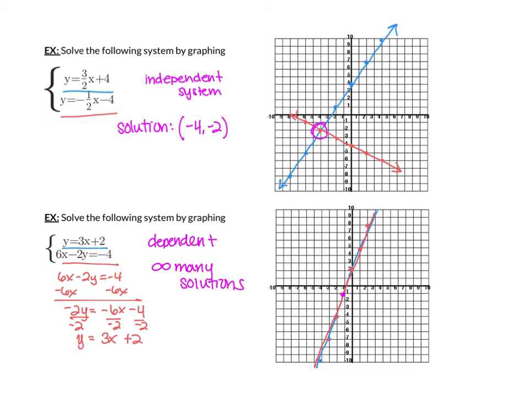So one solution is -1, -1. One solution is 0, 2. One solution is 1, 5. One solution, and then all the little points in between, every single one of those is a solution. So this is a dependent or infinitely many solutions because they have the exact same equation. They lie right on top of each other. And if the solutions where they intersect or where they're both true, they're true everywhere along their lines. All right, let's keep going.